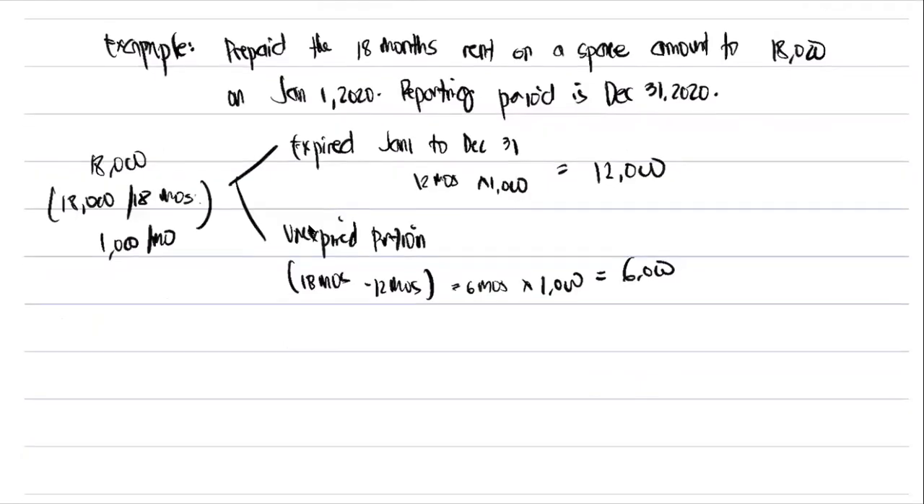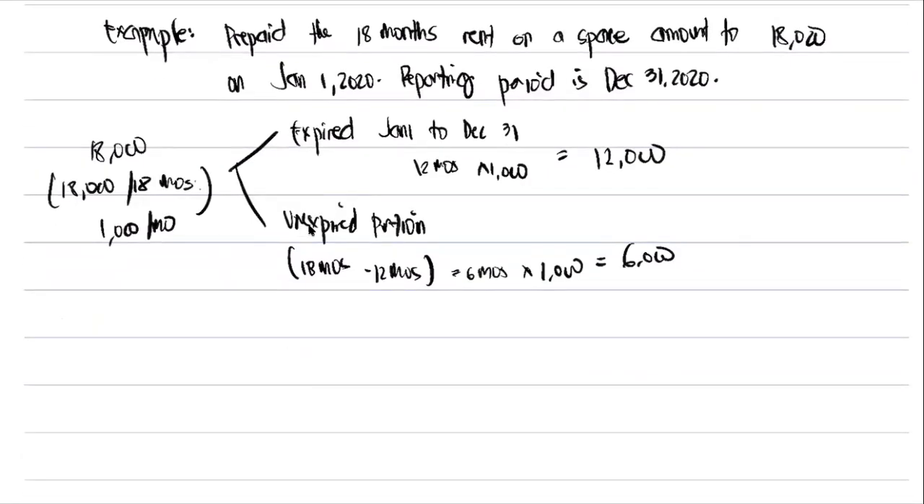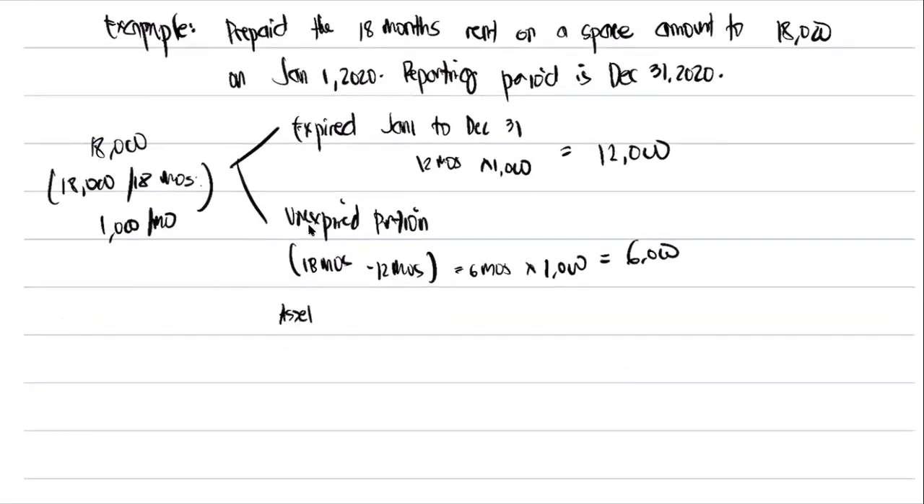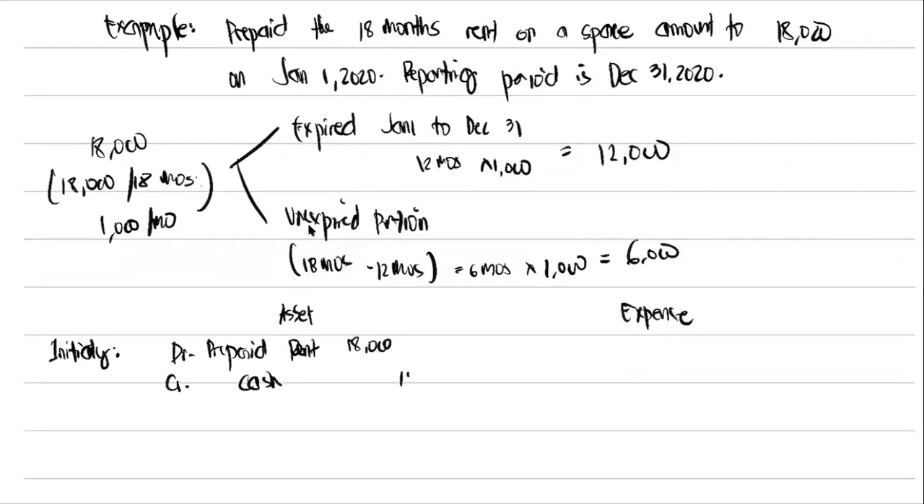Since we're already done separating the values as expired and unexpired, we're ready to make our entries. So we have here your asset method and your expense method. So initially under asset method, what is our entry? So we debit prepaid rent, we credit cash amounting to 18,000 pesos.